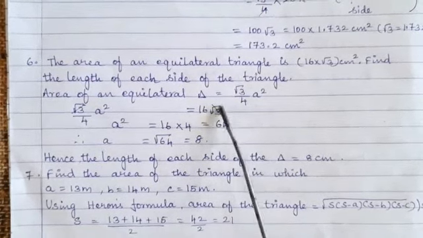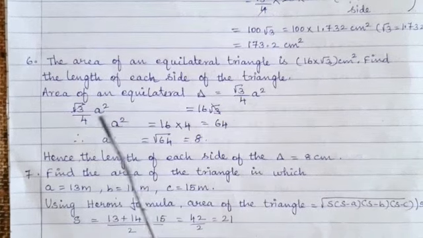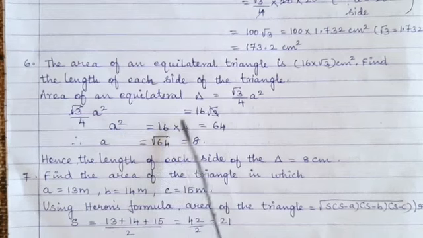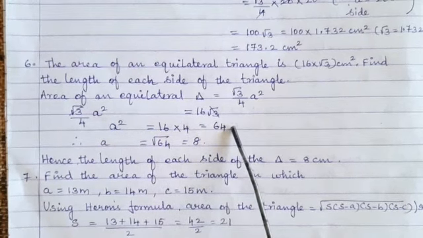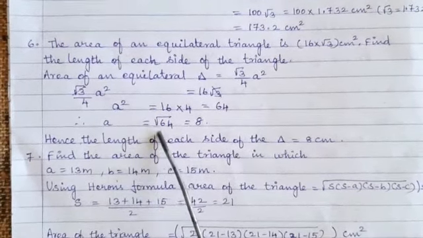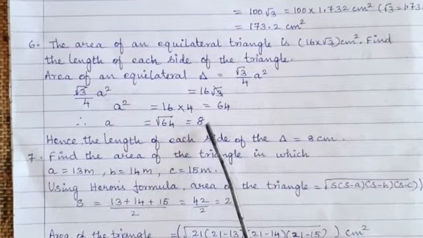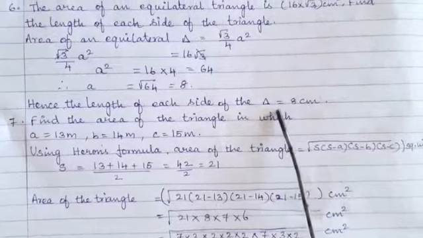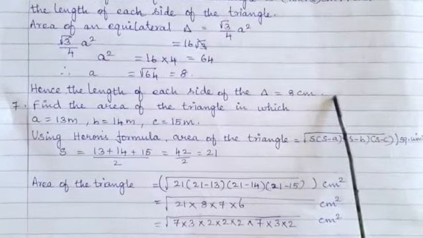So root 3 on both sides cancels. Then a squared by 4 equal to 16. That is a squared equal to 16 into 4, that is equal to 64. Then a equal to square root of 64, that is 8. So hence the length of each side of the triangle is equal to 8 centimeter.